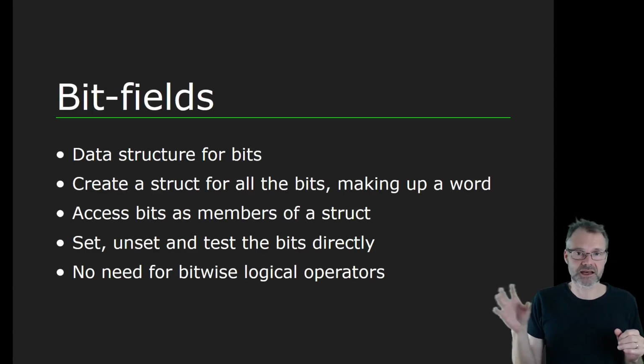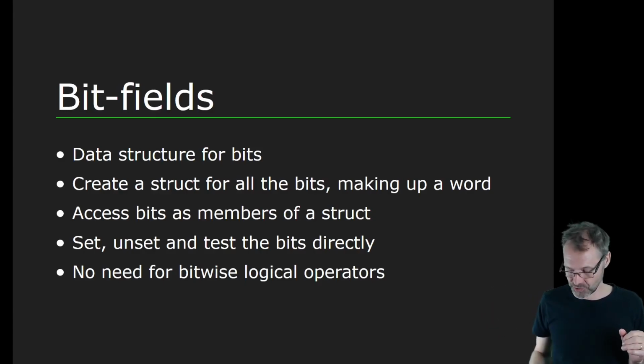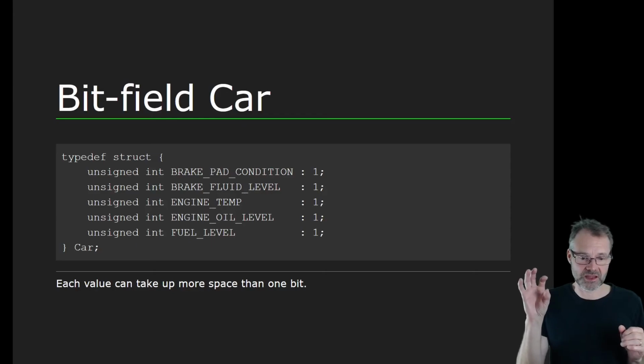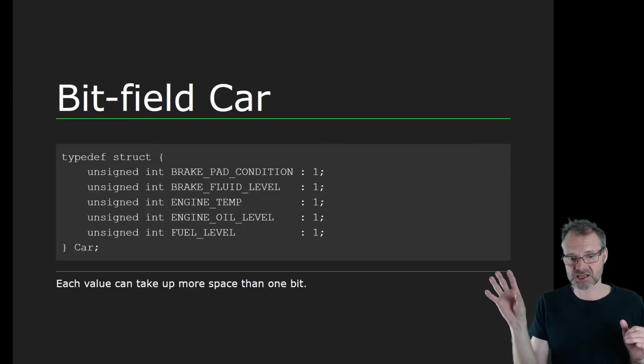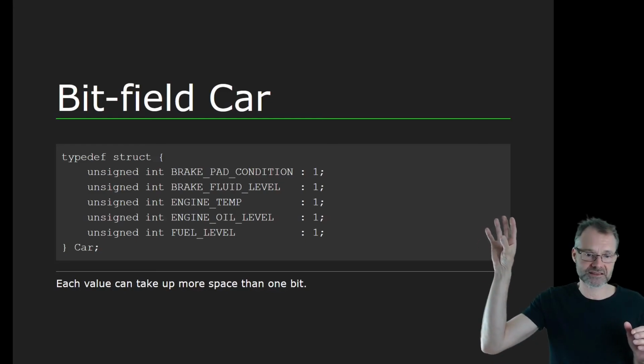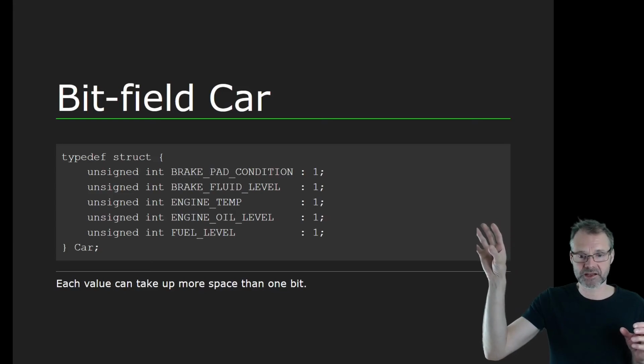We can set, unset, and test them directly, and there's no need for the bitwise logical operators that I just showed you with the enum flags. So here is the same thing, but we set it up using a typedef struct as a car. So it's a struct. I just typedef it as a car for now. And then I label it as I did before, typed as unsigned int, brakepad condition.